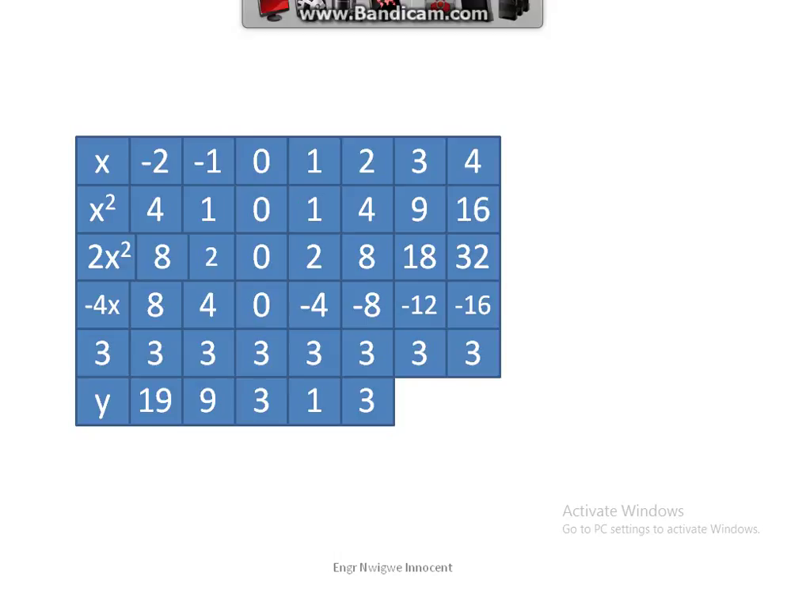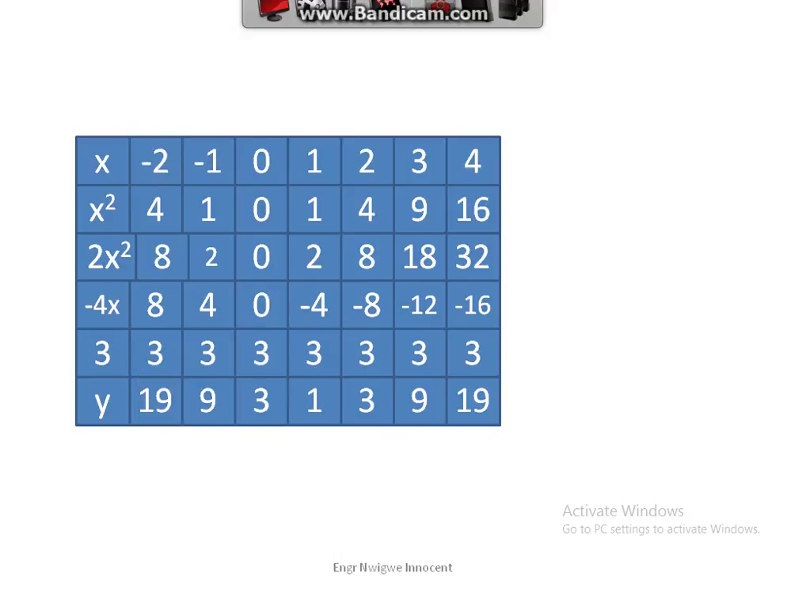When x is 3, 2x squared is 18, minus 4x is minus 12, and the constant is 3. If we do our mathematics, 18 minus 12 is 6, plus 3 is 9. Therefore, for x equals 4, our 2x squared is 32, minus 4x is minus 16, and 3 is the constant. We have 32 minus 16 plus 3, which gives us 19. Therefore, the table is formed.